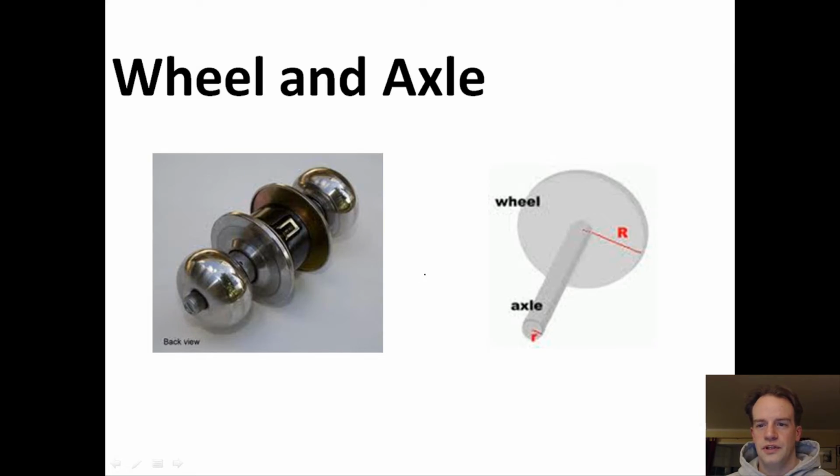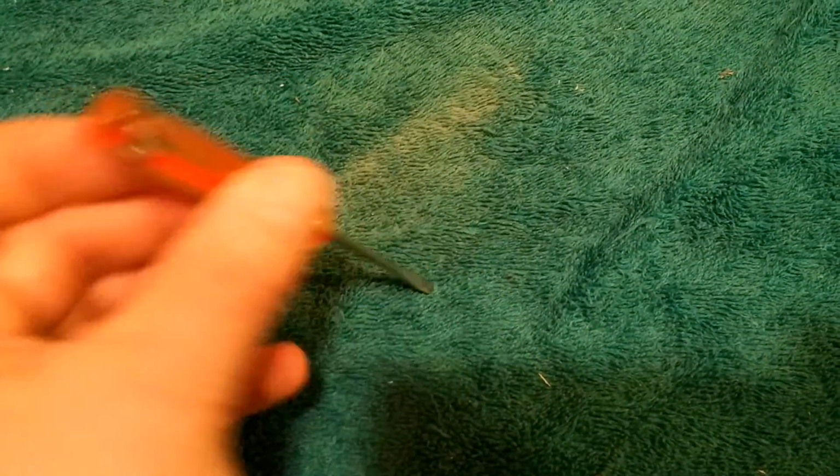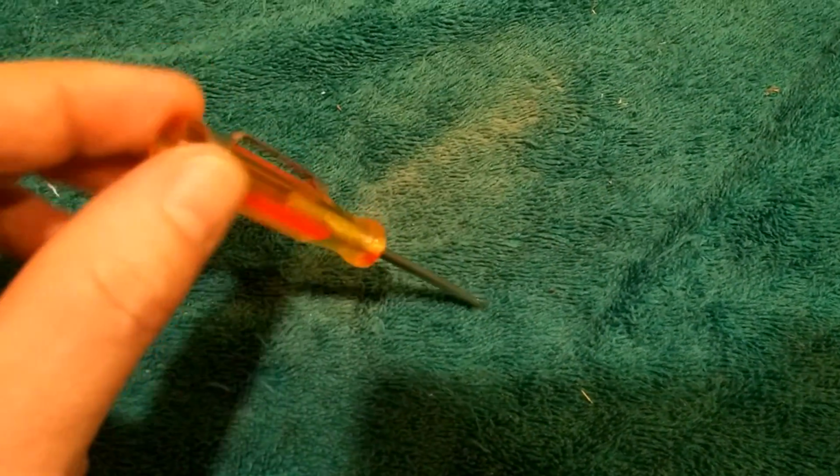Wheel and axle is actually part lever. We can think of this axle here as being a fulcrum, and the wheel here is that effort arm around it. A doorknob is an example of a wheel and axle. A screwdriver is an example of a wheel and axle.